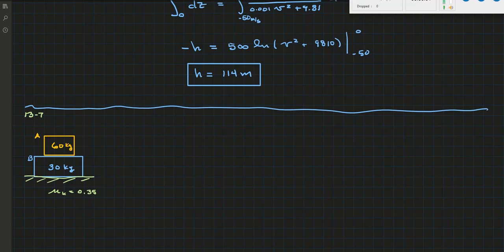Okay, let's try another problem here. We have two blocks, A and B, stacked on each other. A is stacked onto B. They sit on a surface with the coefficient of friction equal to 0.35.